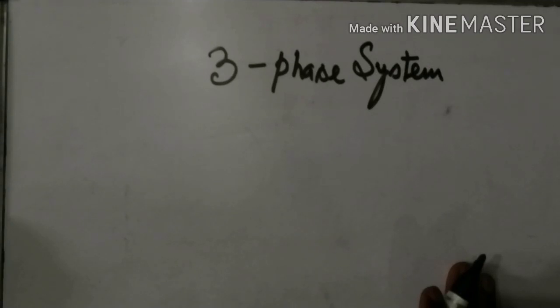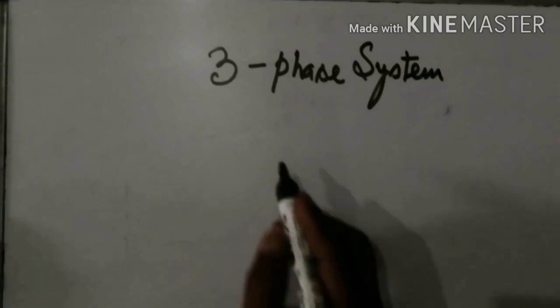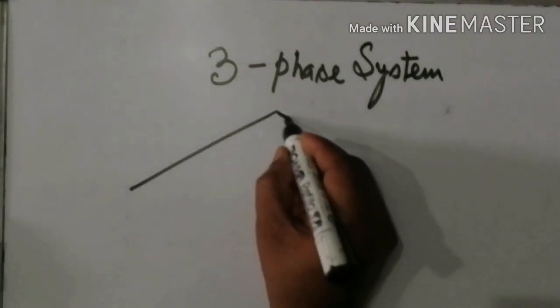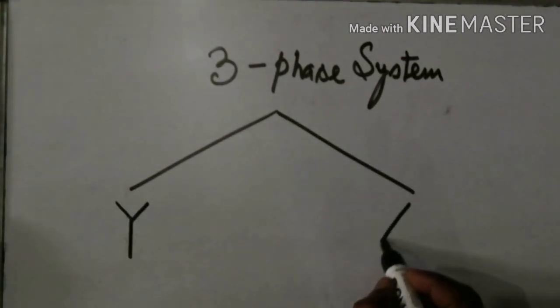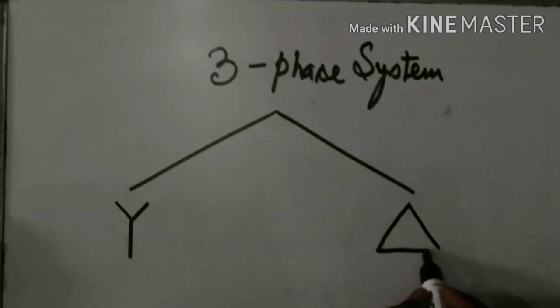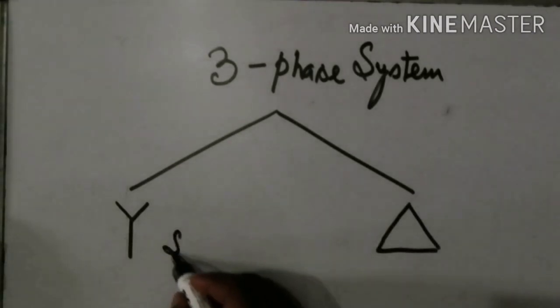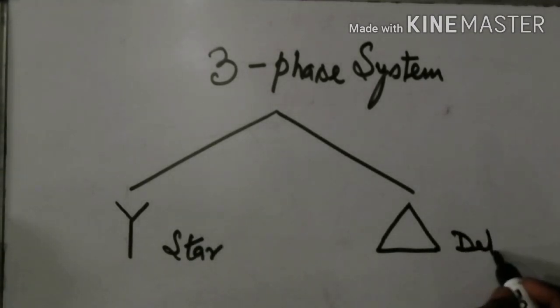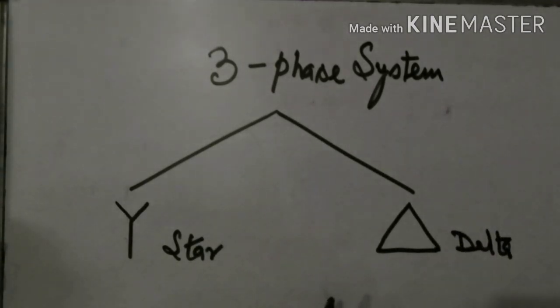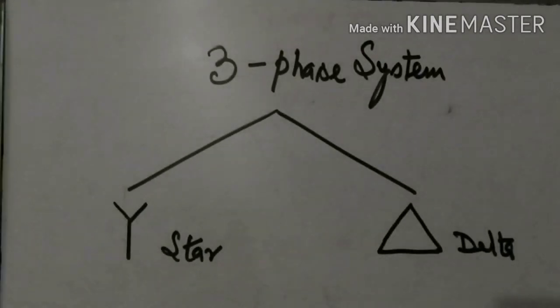Today I am going to discuss the three-phase system. We can represent our three-phase system in two ways. One is known as a star connection and the second is known as a delta connection. This one is known as a star and this one is known as a delta. Now first of all, I am going to discuss the first one, that is star connection.